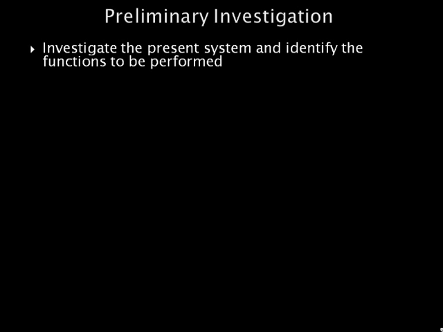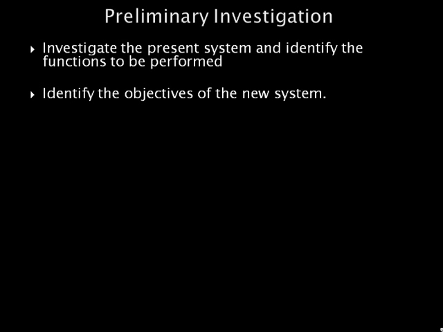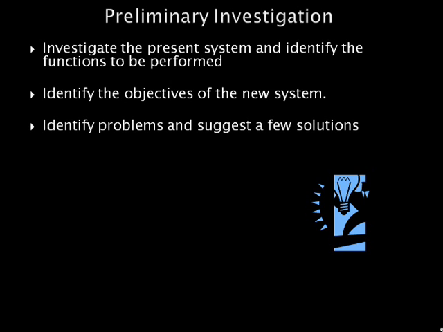The preliminary investigation involved the following: investigate the present system and identify the functions to be performed. It will identify the objectives of the new system. In general, an information system benefits a business by increasing efficiency, improving effectiveness, or providing a competitive advantage. It will identify problems and suggest a few solutions. Also, identify constraints, that is, the limitations placed on the project, usually relating to time, money, and resources.